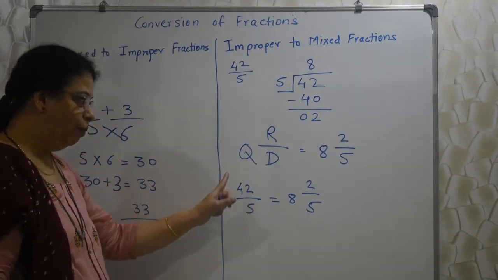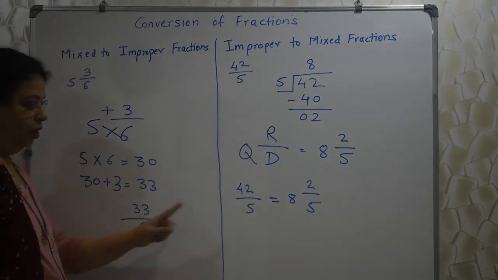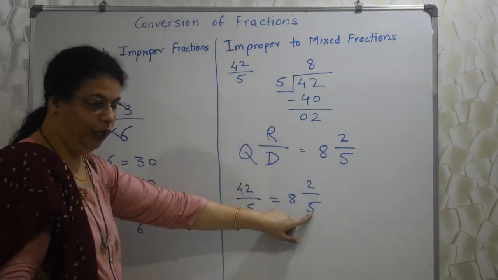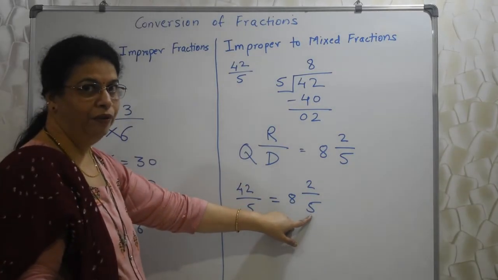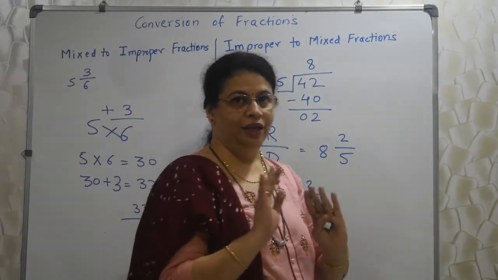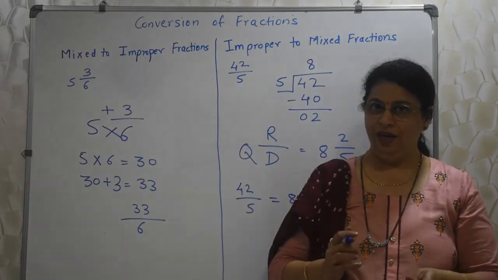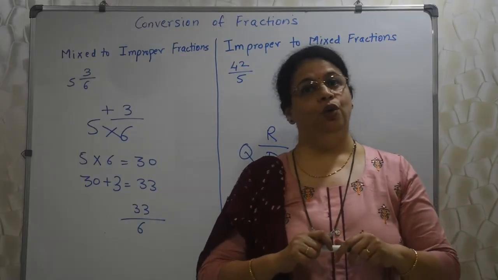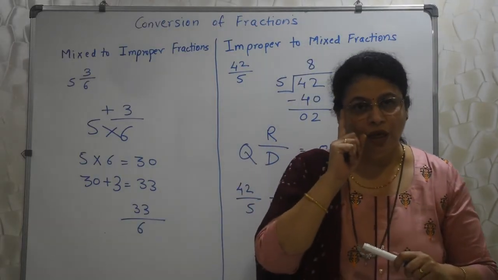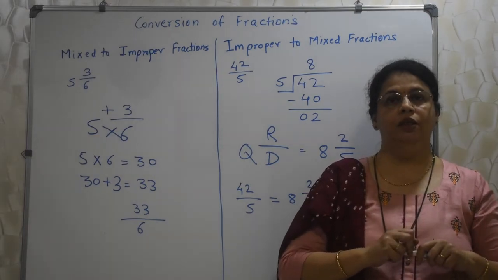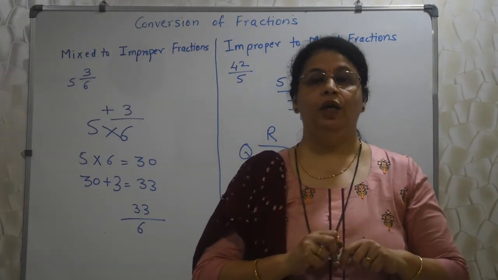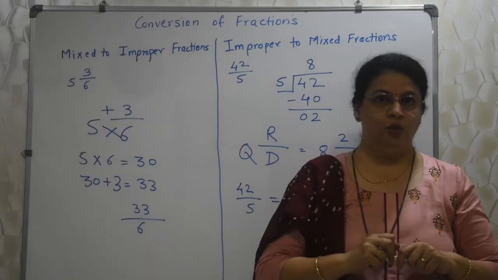This, try to convert back to this with this method. 8 into 5, 40 plus 2, 42 upon 5 will remain upon 5. I told you denominator never changes, right? So this I wanted to show you. Still one more thing I need to tell you is the meaning of equivalent fractions. So let us do that.